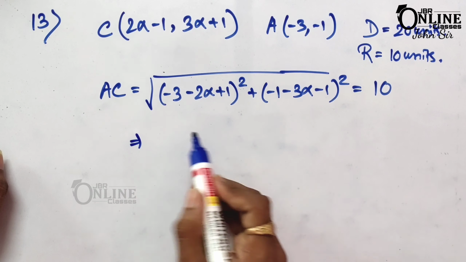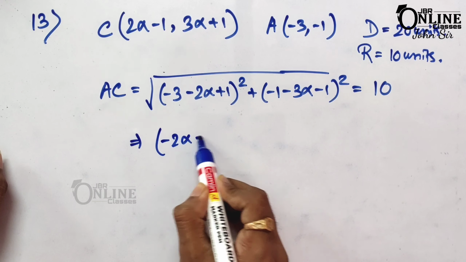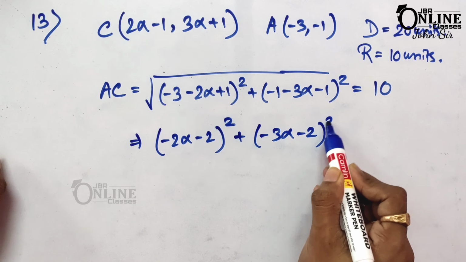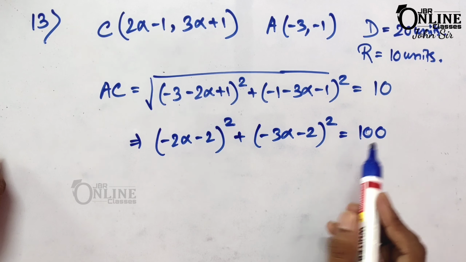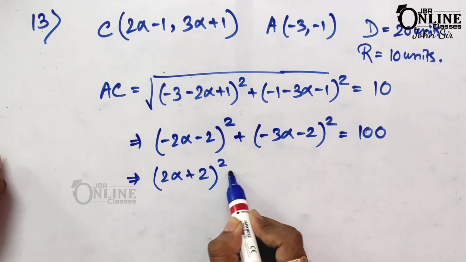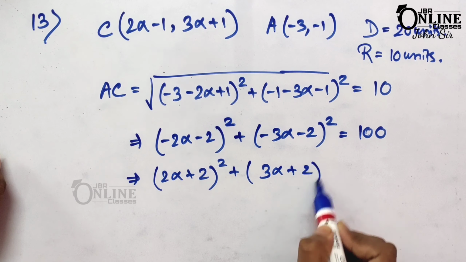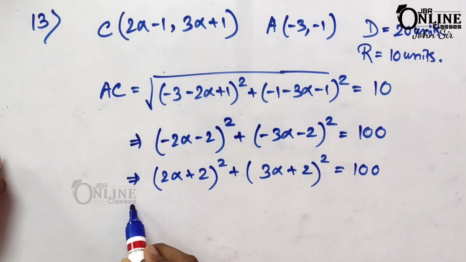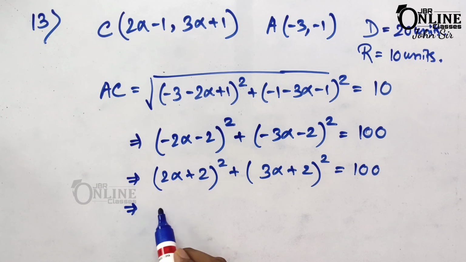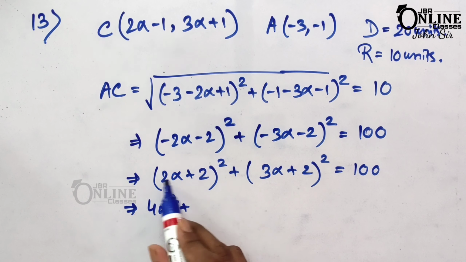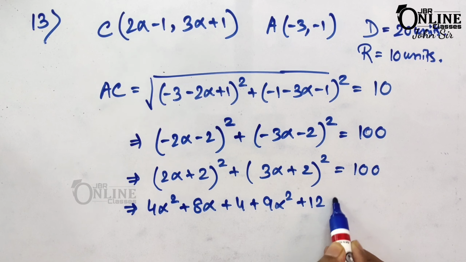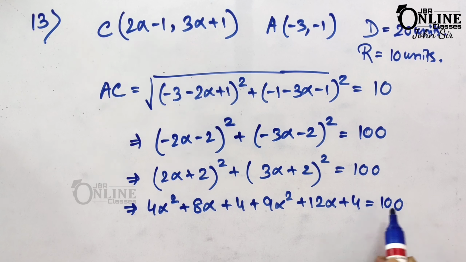Okay, so now if you square both sides, you will get minus 2 alpha minus 2 whole square plus minus 3 alpha minus 2 whole square equals 100, because 10 square equals 100. Now if you take the minus common, it will be 2 alpha plus 2 whole square plus 3 alpha plus 2 whole square equals 100. Now you can apply the A plus B whole square formula, and from that you will get 4 alpha square plus 8 alpha plus 4, plus 9 alpha square plus 12 alpha plus 4, equals 100.